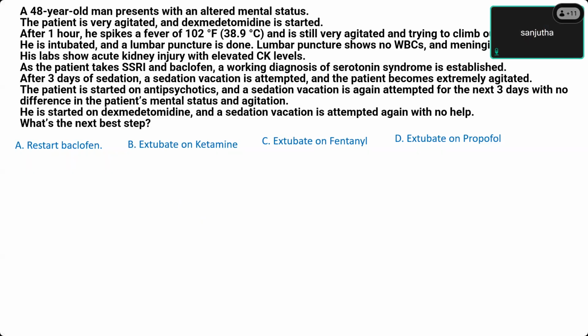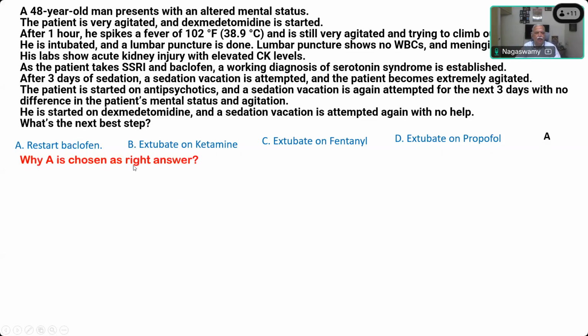Extubate on ketamine, sir? Ketamine, no. Extubate on fentanyl? Already he is agitated. Fentanyl, sir. That's a clue. He has already been taking one drug which is given here: baclofen. Restart baclofen, because the patient has been taking that.